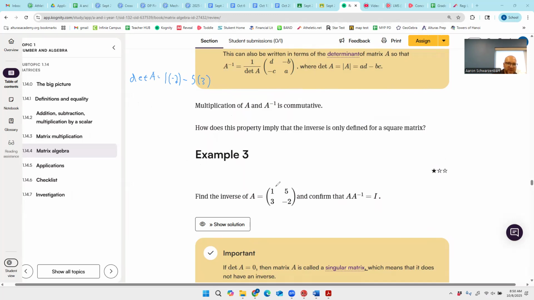So here I'm going to find A inverse. We first have to find the determinant. That's -2. It's -17. That makes sense so far? That's right. Now I start switching the orders around.